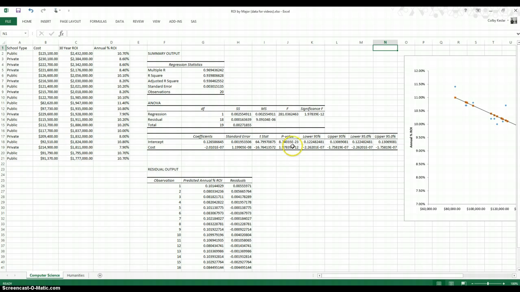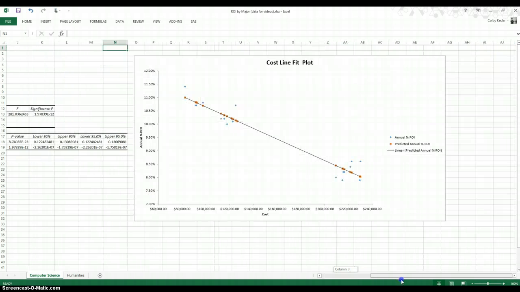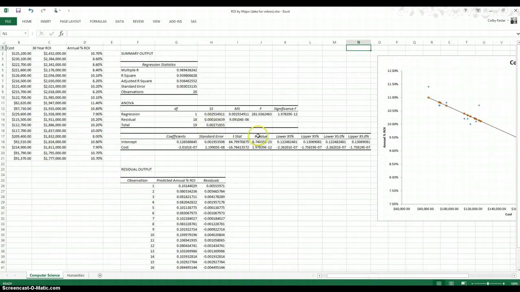Over here in the p-values, we have e to the negative 23, we have e to the negative 12. So those are very, very small p-values, which means we would reject the null hypothesis, meaning that our slope is indeed probably significant here. So here the slope for this line is a significant slope based on the p-values that we've obtained here in this chart.